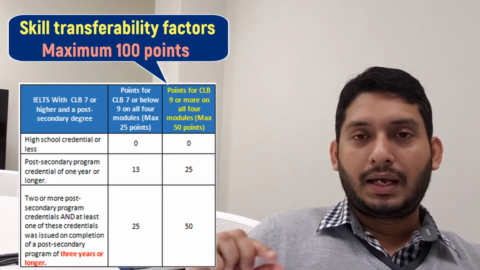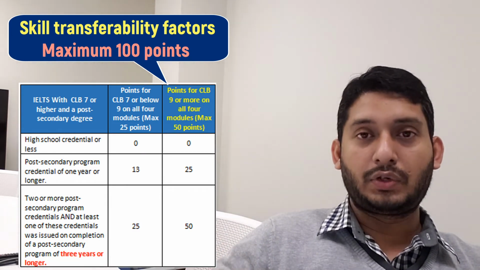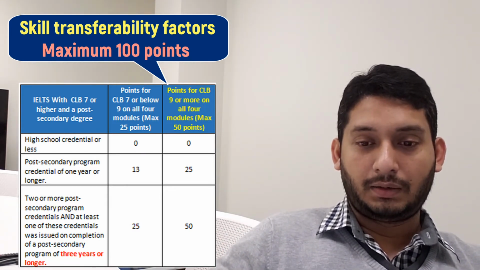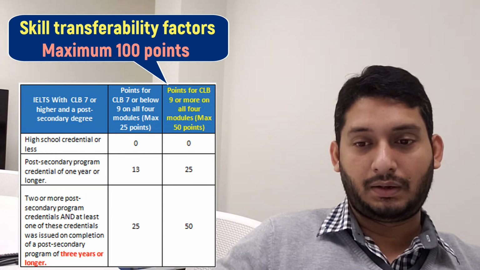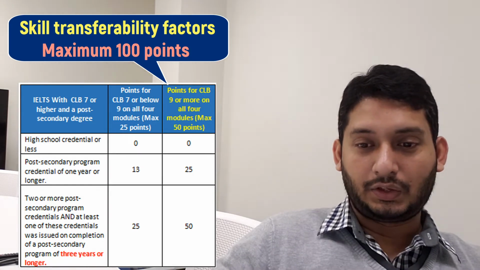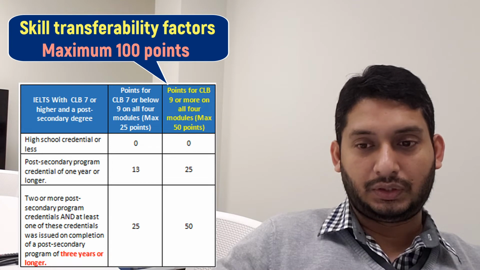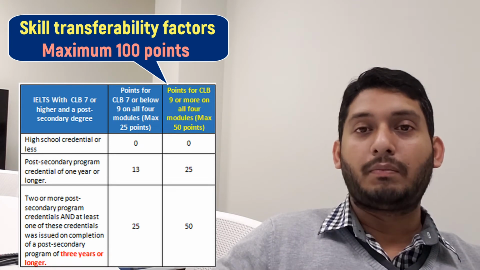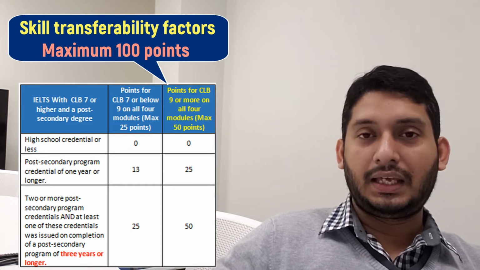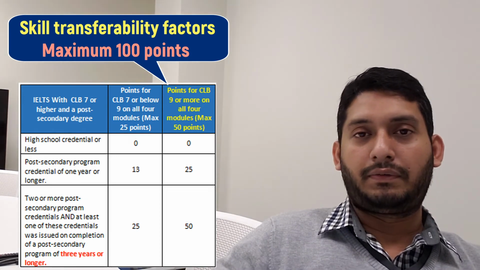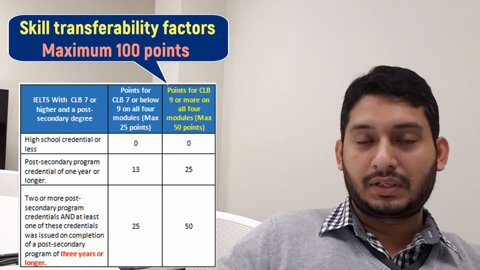No, they have combined your education level with your IELTS score. Let's say you have completed a post-secondary program, but you're scoring CLB 7 or something below 9, then you can score 13. With the same level of education, if you're scoring CLB 9 or more in IELTS, you can get just the double, 25. That is why IELTS is very important for the entire Express Entry program, and from there you can see your points.